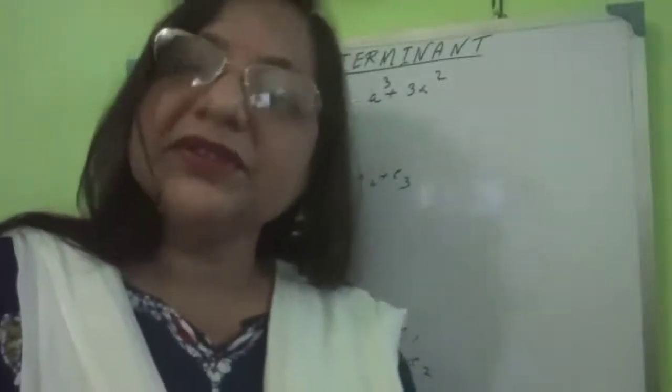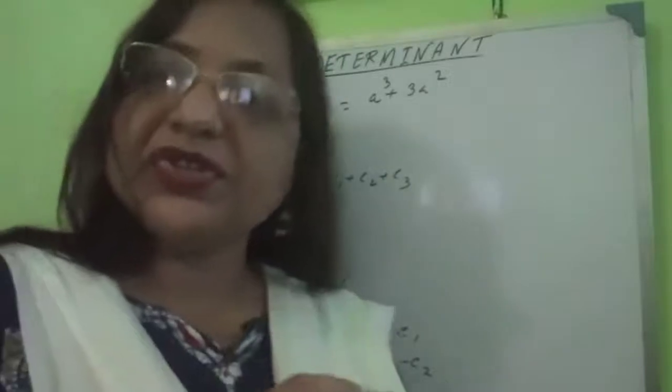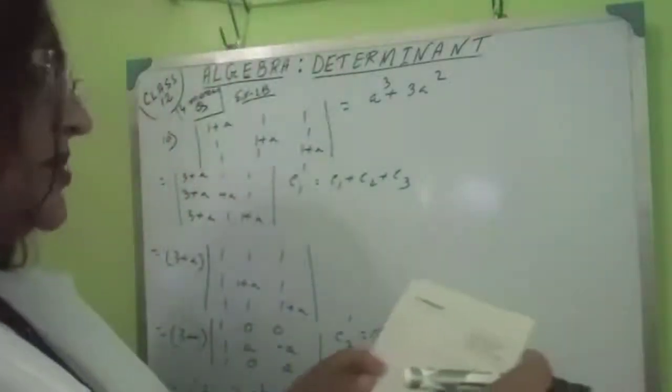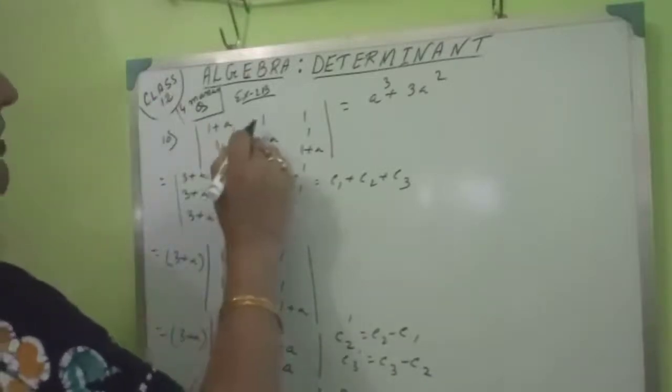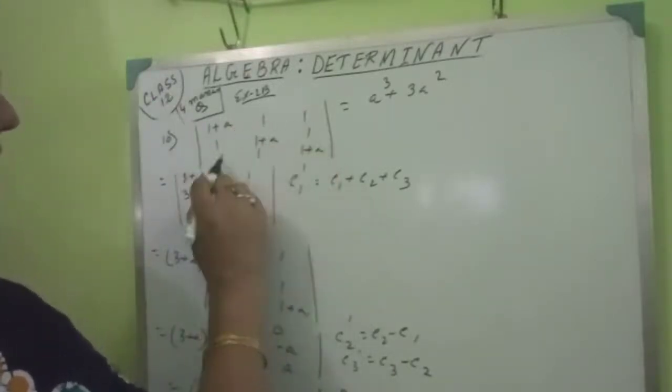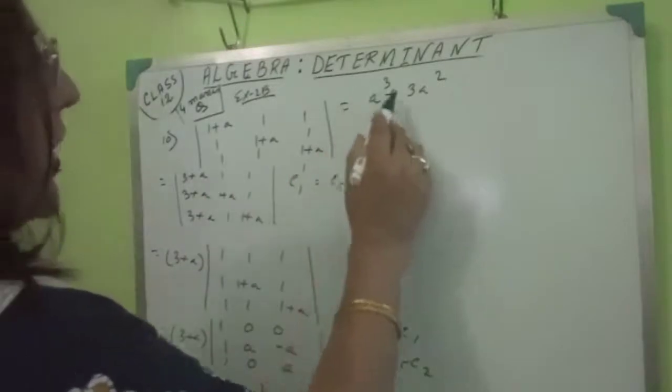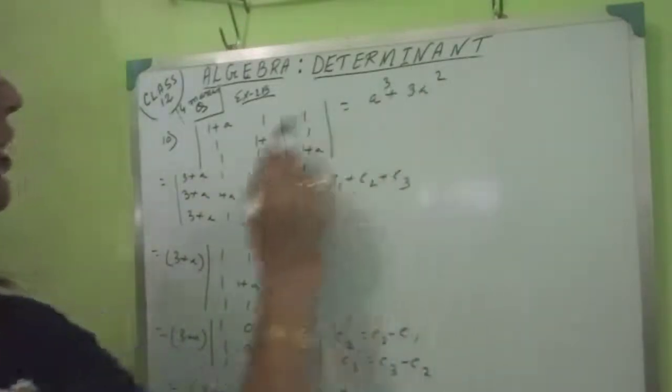Class 12. Let us continue the chapter determinant. Already 4 marks questions we have started. Let us continue. Sum number 10. The determinant with first row 1 plus a, 1, 1; second row 1, 1 plus a, 1; third row 1, 1, 1 plus a is equal to a cube plus 3a square. This only we have to prove.